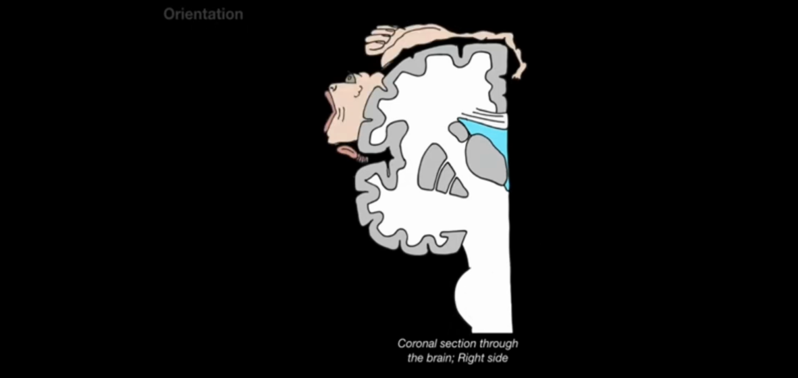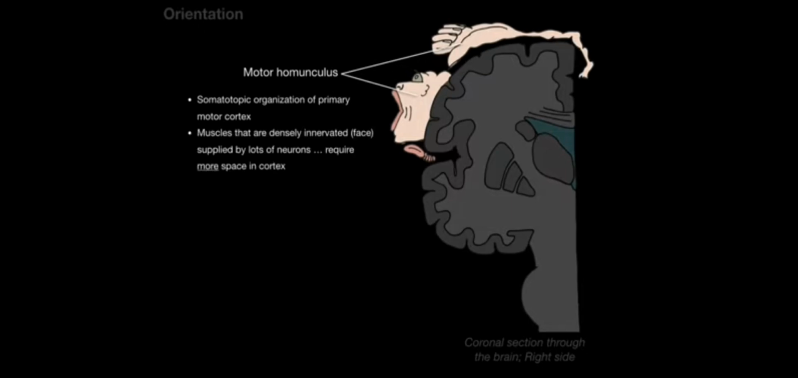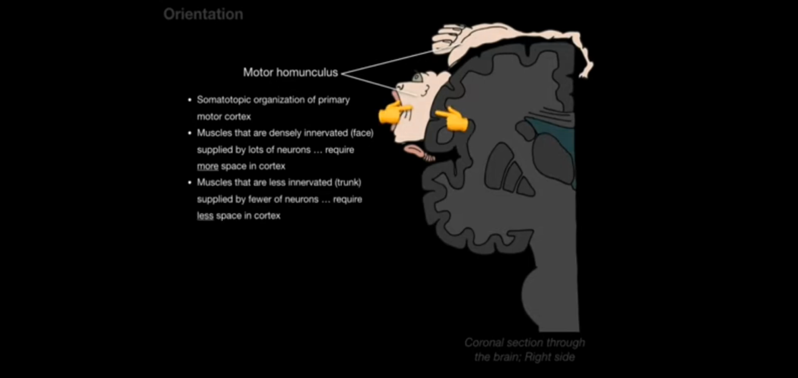Okay, now also we see this structure called the motor homunculus, and the motor homunculus is a somatotopic organization of the primary motor cortex. What does that mean? Well, muscles that are densely innervated, think face, are supplied by lots of neurons and therefore require more space in the cerebral cortex. In contrast, muscles that are less innervated, like the trunk, are supplied by fewer neurons, and therefore they require less space in the cerebral cortex.